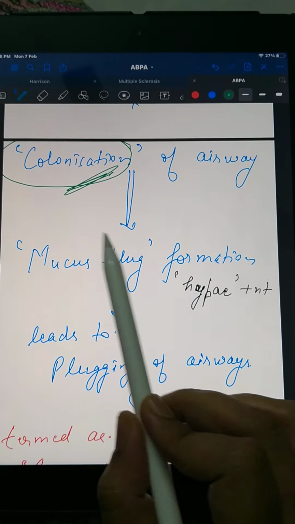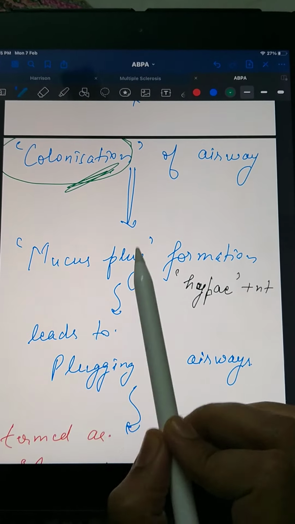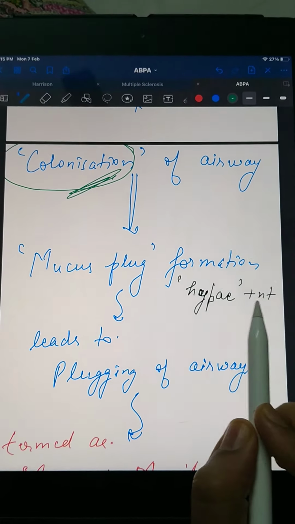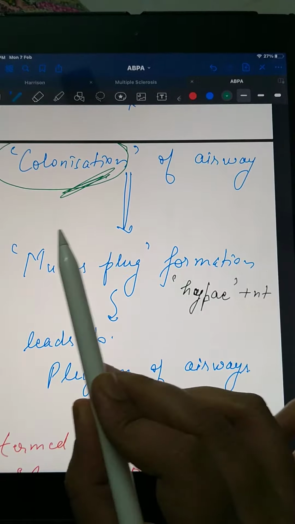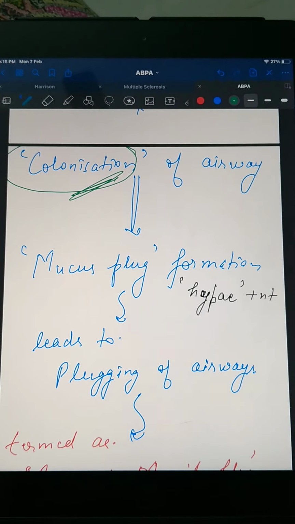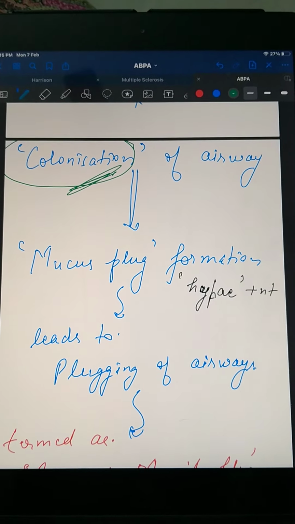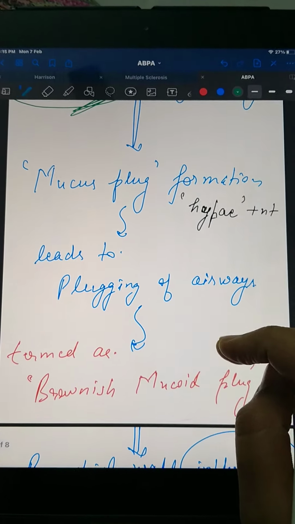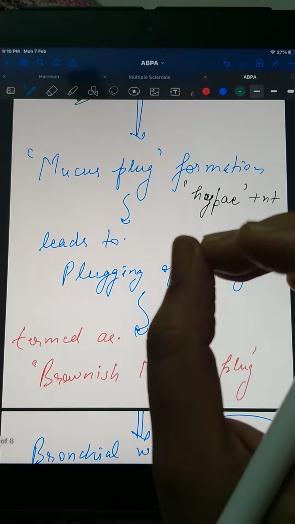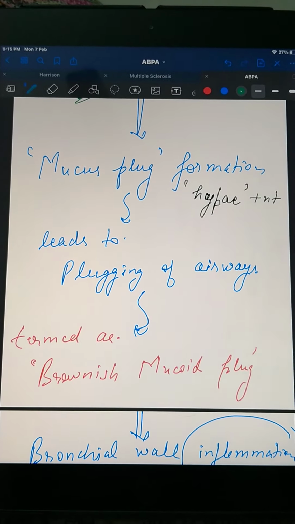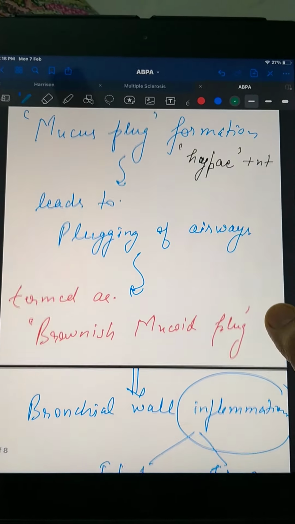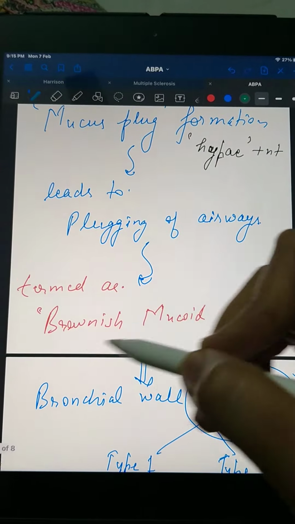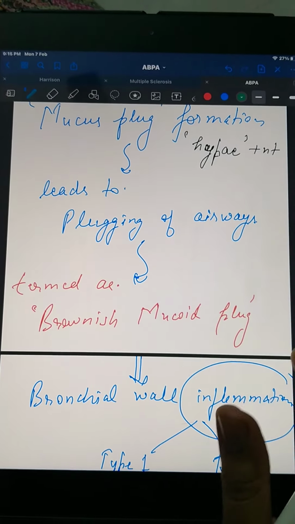Mucus plug formation will occur, and this mucus plug will contain the hyphae of the fungus. This mucus plug will consequently lead to mucoid impaction and plugging of the airways, and this will lead to dilatation and obstruction of the airways and will further lead to bronchial wall inflammation.